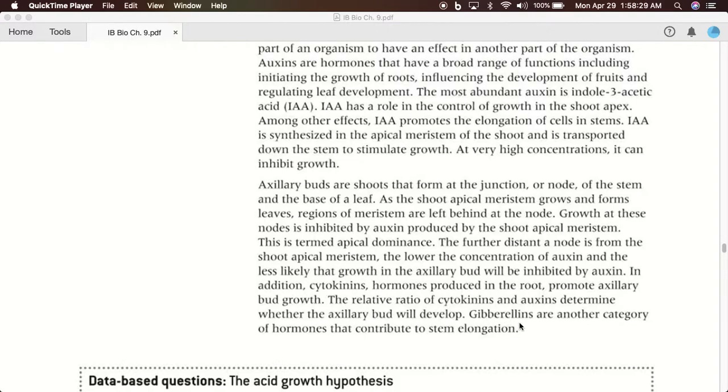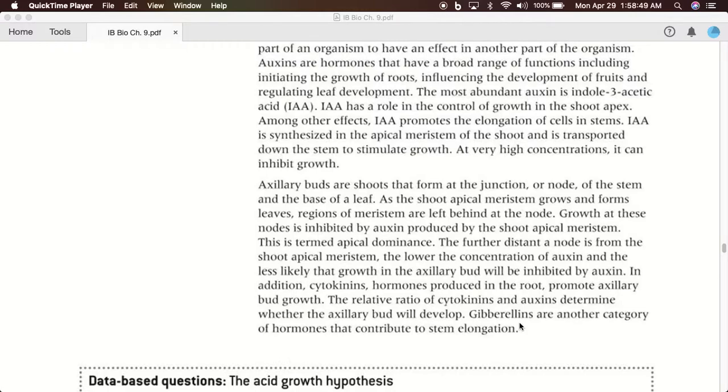And then another type of hormone that is important to know about for plants are called gibberellins. And gibberellins are hormones that contribute to stem elongation. So pretty much as we're talking, we've got our auxins and our cytokinins and our gibberellins, and they all have to do with promoting growth.